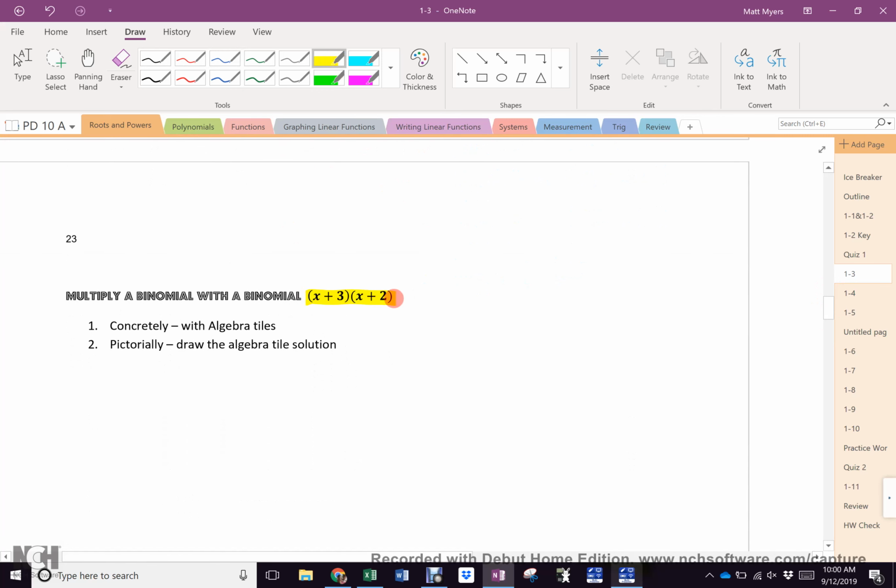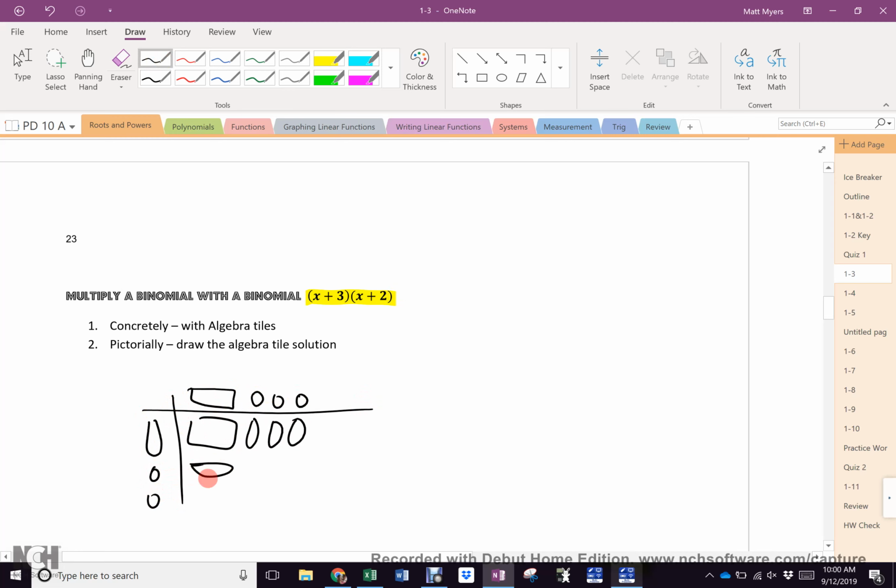Are those factors or a product? Factors, which means they would go where on our drawing? On the outside. X, 1, 2, 3. X, 1, 2. And then I fill it in. X squared, 1, 2, 3 x's, 4 x's, 5 x's, 1, 2, 3, 4, 5, 6. Right?